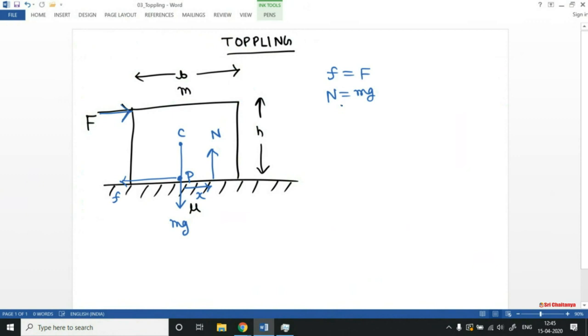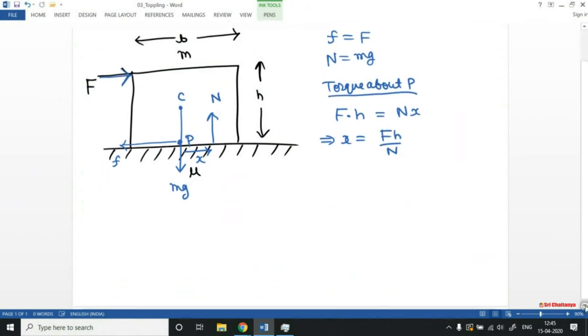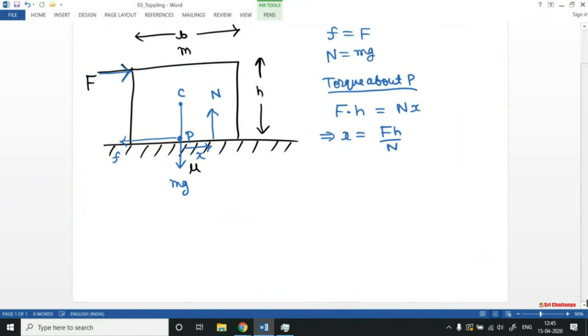Okay, and the equation of torque about point P. The torque due to capital F will be nothing but F into h, and the torque due to normal would be nothing but N into x. So that gives us x is equal to Fh by N over here. So now we were to investigate the condition for no toppling.